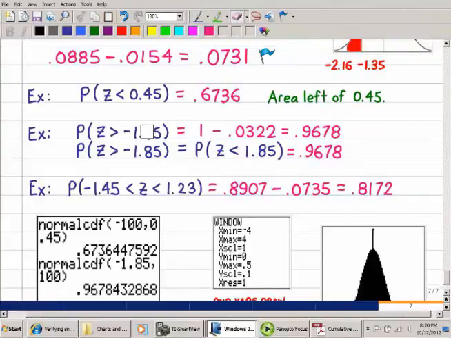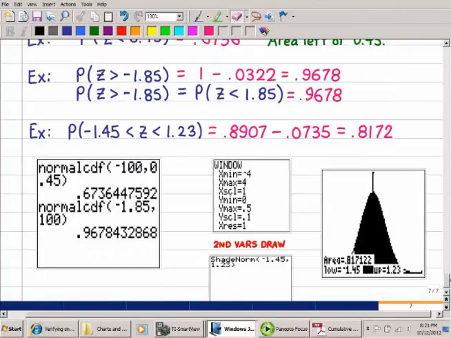And then greater than negative 1.85, two ways to do it. You can do 1 minus the chart value at negative 1.85, which is 0.0322, you get 0.9678, or you can treat it as flipping it over and changing the sign. You change it from greater than to less than, which is the same thing as area right to area left. Reverse the arrow, change the sign to positive 1.85, you look on the chart, it's going to be 0.9678.